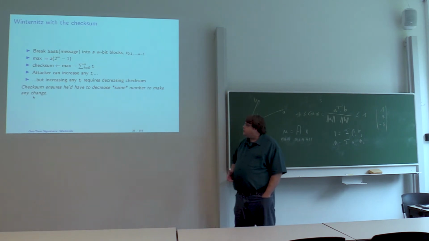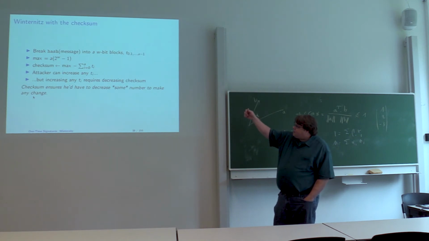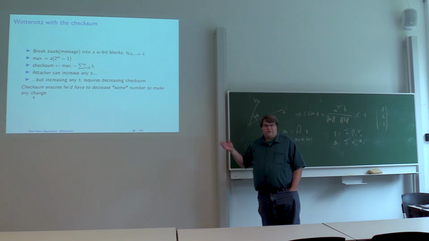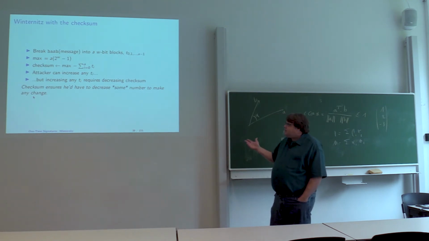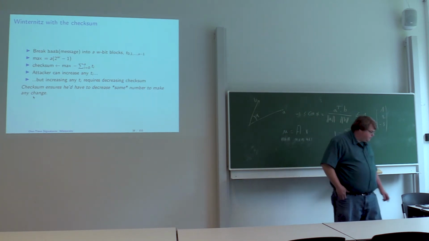with the tally marks. And the idea is now the attacker can increase any of those digits that he wants, but he can't fix the checksum. If he changes anything, the checksum will always be wrong, because he can only make numbers bigger. He can never make them smaller.